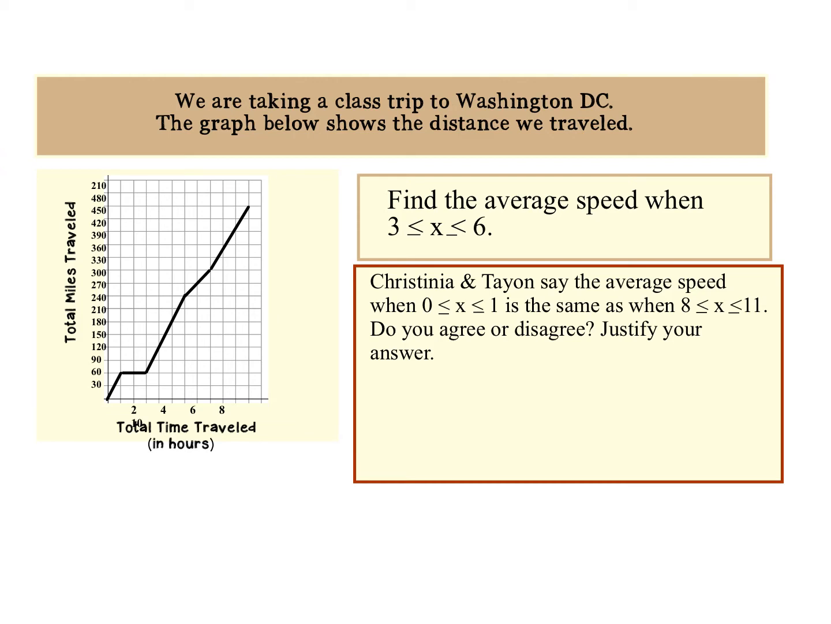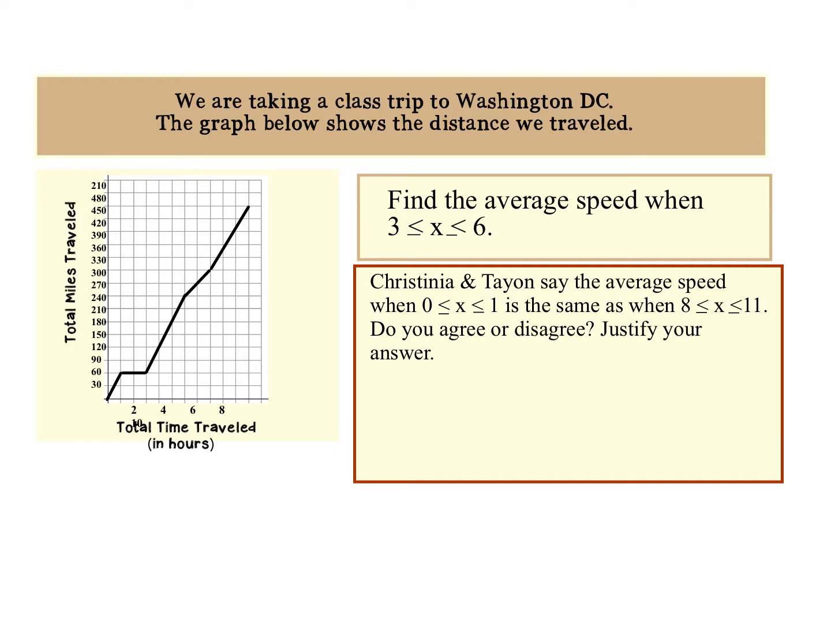Alright, so in this video, we are going to be talking about slope and context. So our first problem is we're taking a class trip to Washington, D.C., and the graph below shows the distance we traveled. So we can see that we started out total time traveled. So at 0, we had gone 0 miles. And we went and traveled for an hour, and we had gone 60 miles.